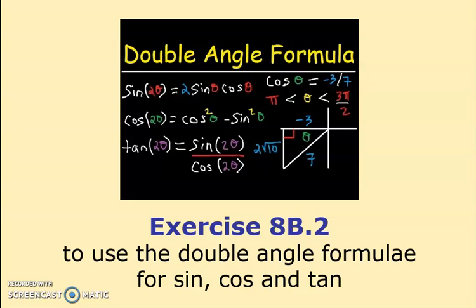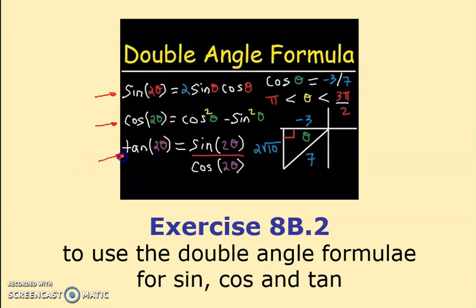So this is exercise 8B.2. We saw in 8B.1 that we got these formulas for sine, cos and tan when what we're cosing is 2 theta. Cos 2 theta, for instance. So we saw last time that sine 2 theta can be written as 2 sine theta cos theta. We saw this formula, which is one of the three versions we saw, cos squared theta minus sine squared theta for cos 2 theta.